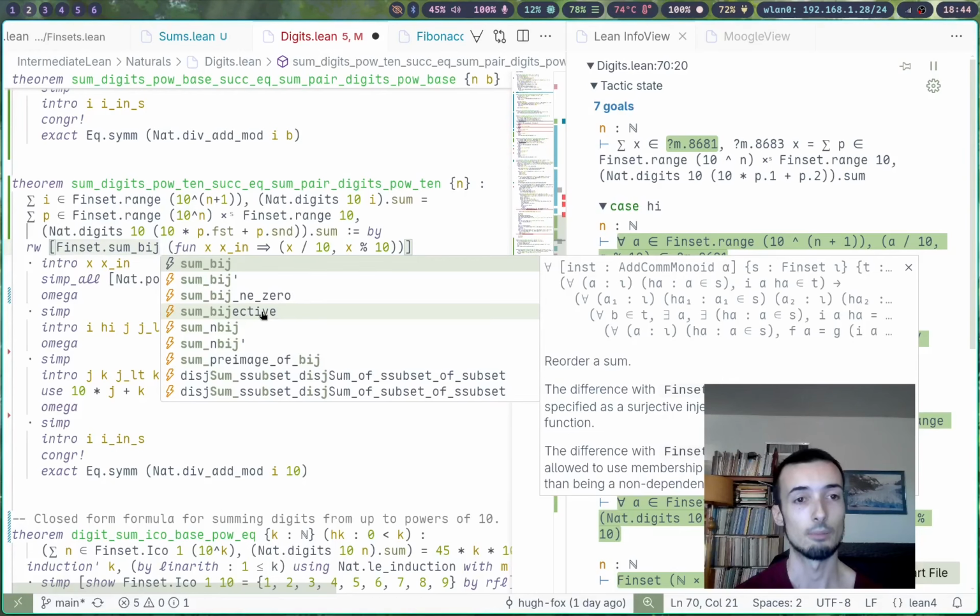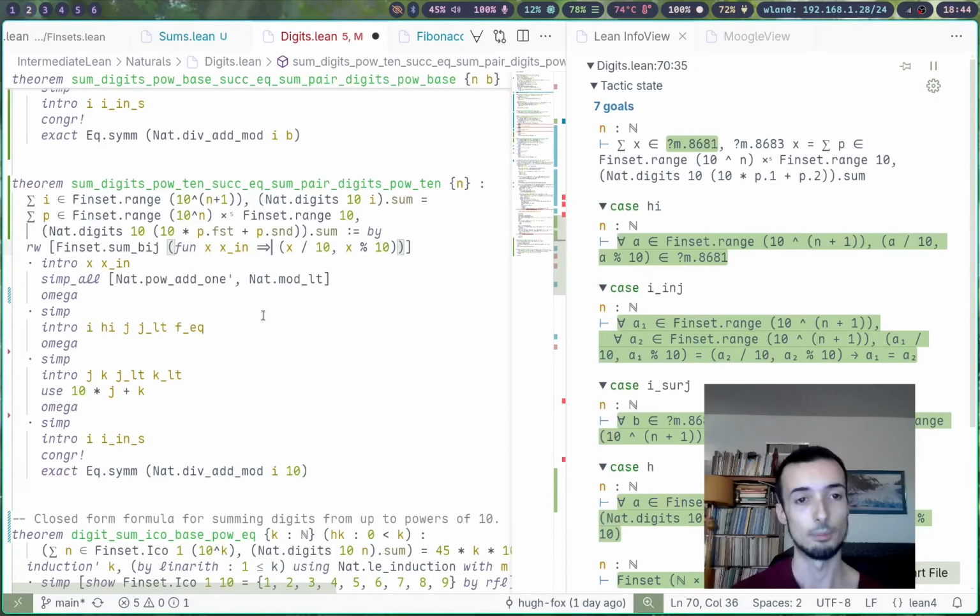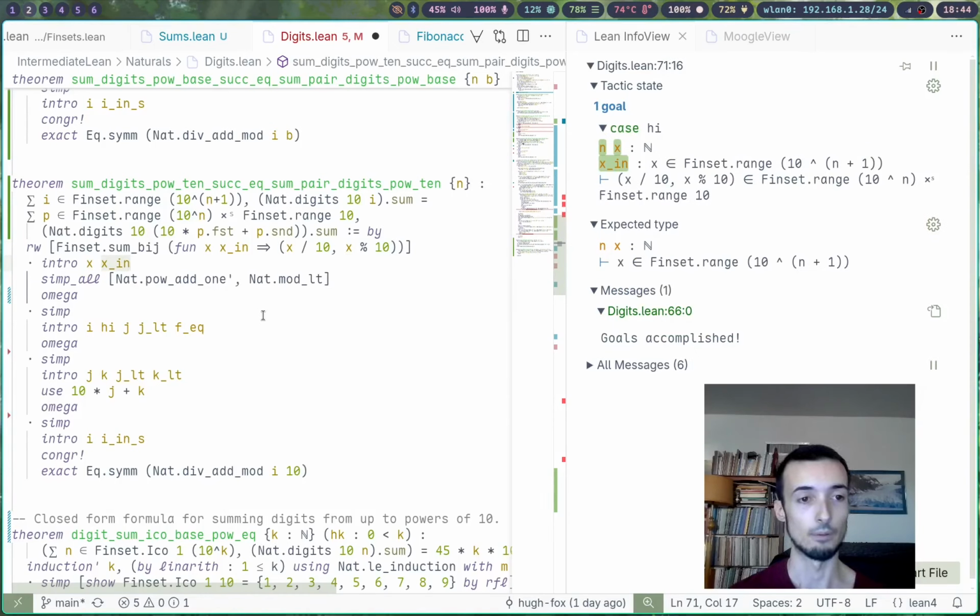In this case, the bijection is with a mapping x to the pair of x divided by 10 and x mod 10. And the reason is pretty straightforward, right? Because any number can be expressed as itself divided by 10 along with the remainder of 10. And this is true for any base. And then vice versa, we can go back from this by simply multiplying by 10 on the left part of the pair, and adding the right side to get back the original number. And so this proof is pretty straightforward.